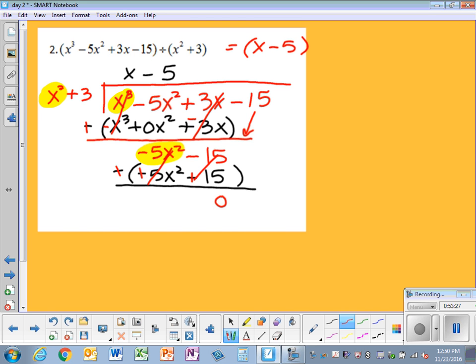So if you get the 0 at the end, that just means that you did it correctly? No, that just means you have no remainder. Oh, no remainder. And that means that this x squared plus 3 is a factor of this polynomial. That's fair.